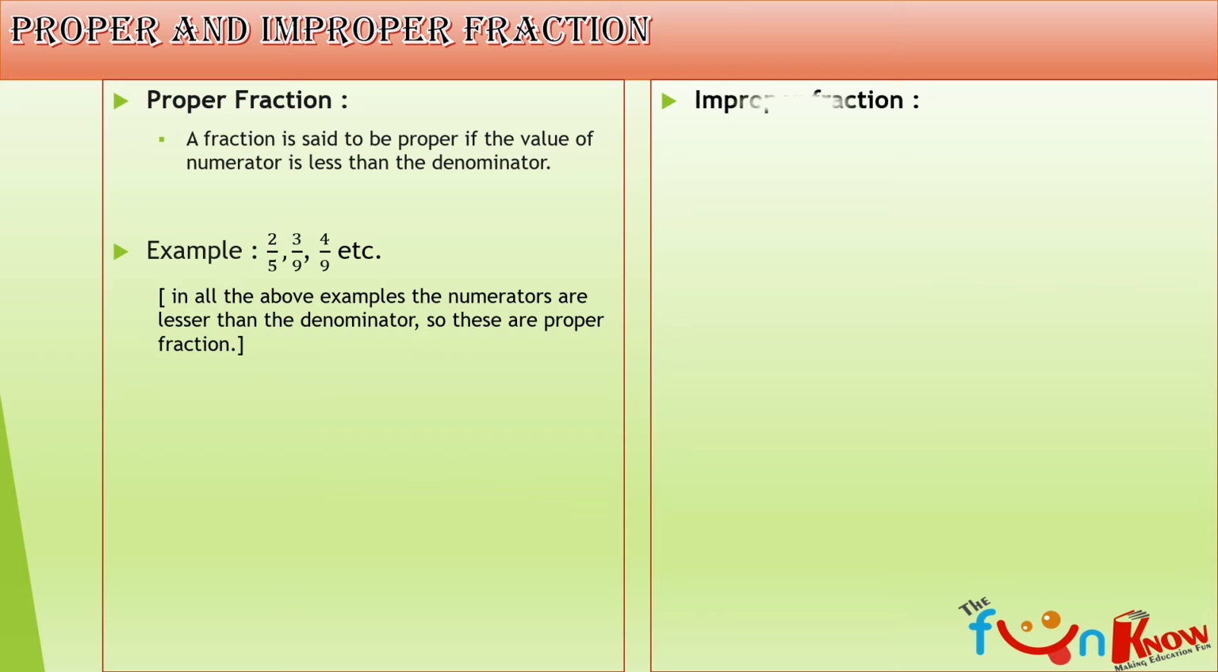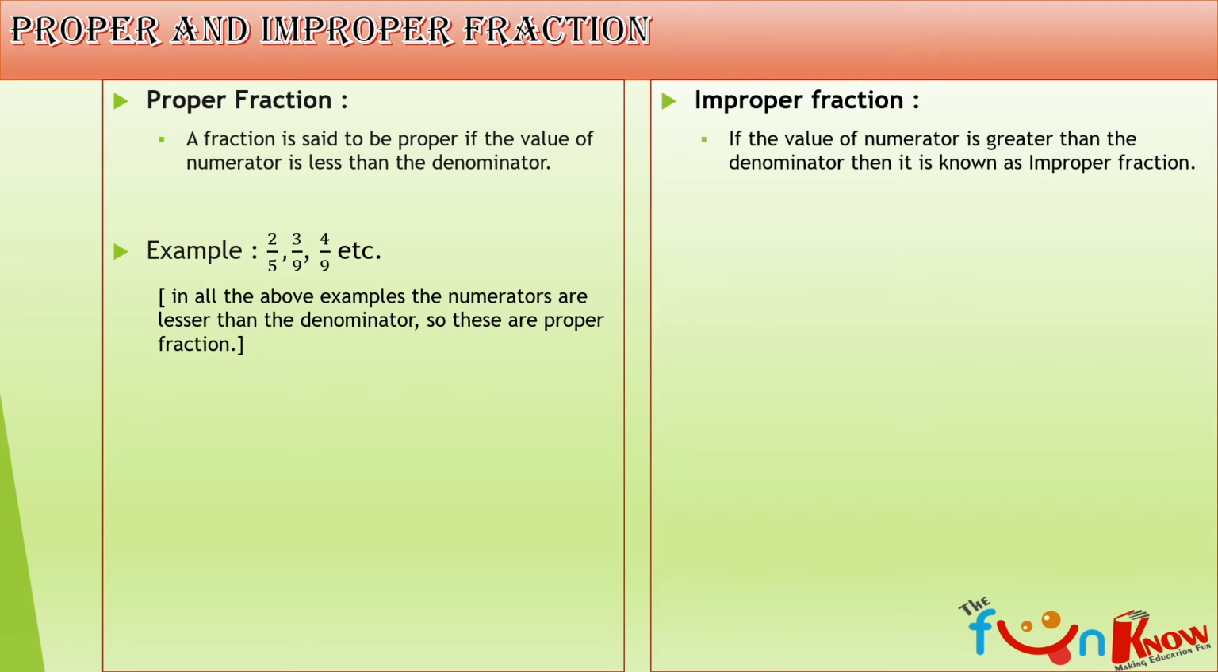Let us understand now the improper fraction. What is an improper fraction? If the value of the numerator is greater than the denominator, then it is known as an improper fraction. That means, students, here is an example. The numerator value should be greater than the denominator. Look at this example, students. 27 is known as the numerator, and 25 is known as the denominator.